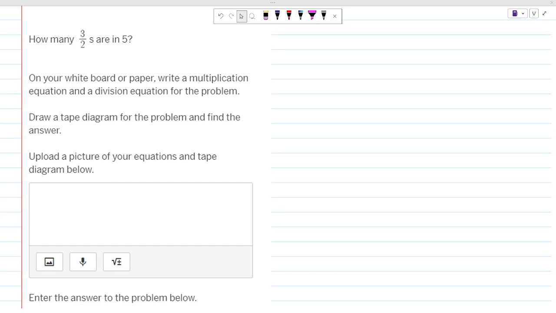It says, how many 3 halves are in 5? On your whiteboard or paper, write a multiplication equation and a division equation for the problem. So let's do that part first. When it says how many 3 halves are in 5, we're wondering how many groups of 3 halves are in 5. So our multiplication equation, we would have how many groups of 3 halves are in 5.